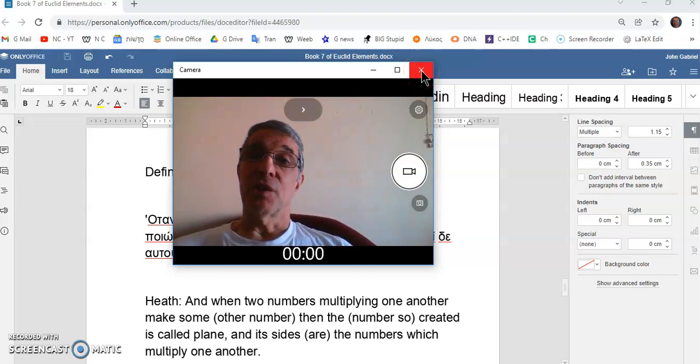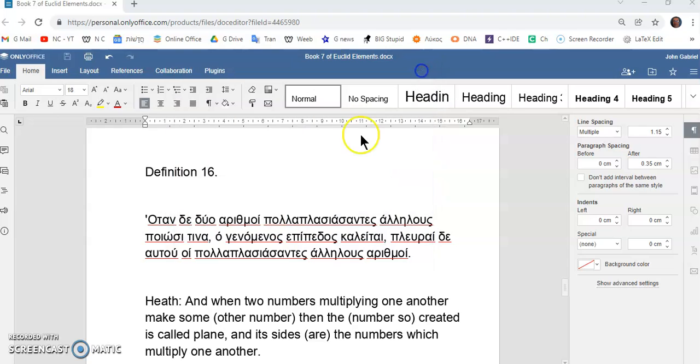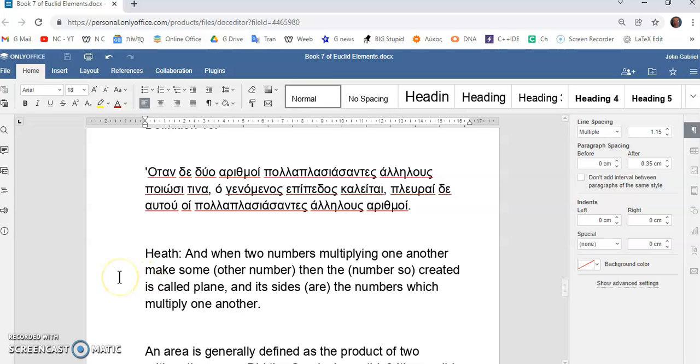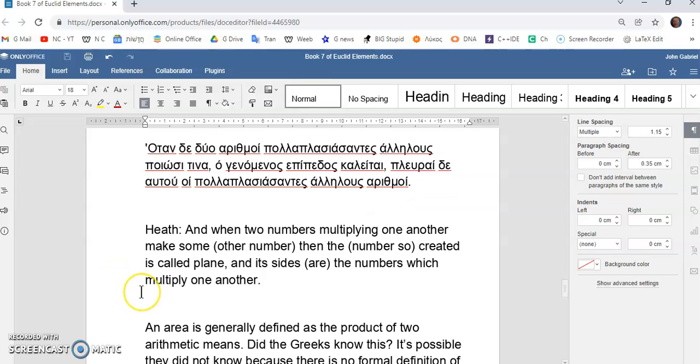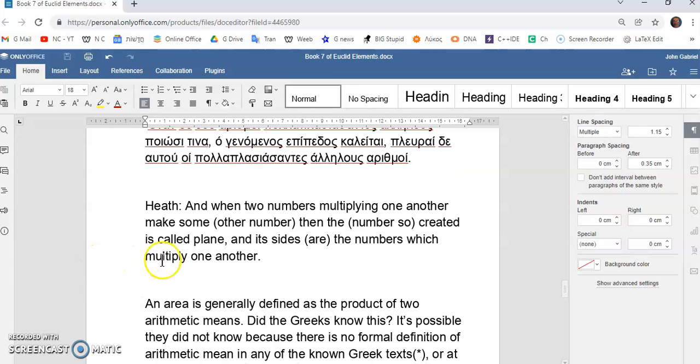My name is John Gabriel, and today I'm going to be completing the definitions of book 7 of Euclid's Elements. So let's begin. Definition 16 is the next definition, and it states that when two numbers are multiplied, in other words, when we take the product of two numbers, such a number is called a plane number. So an area is generally defined as the product of two arithmetic means.